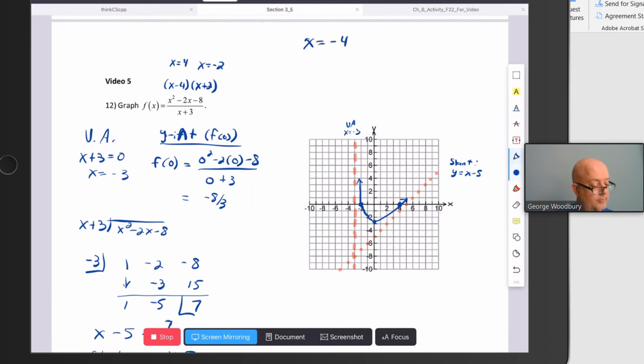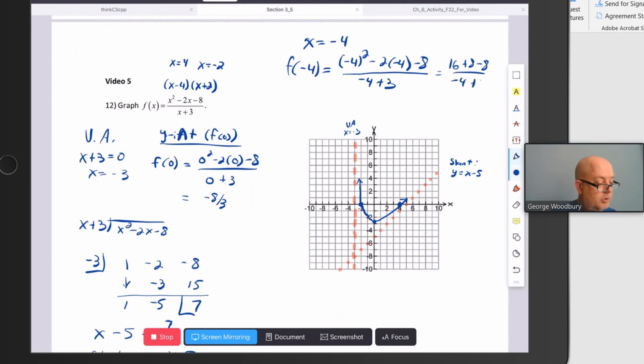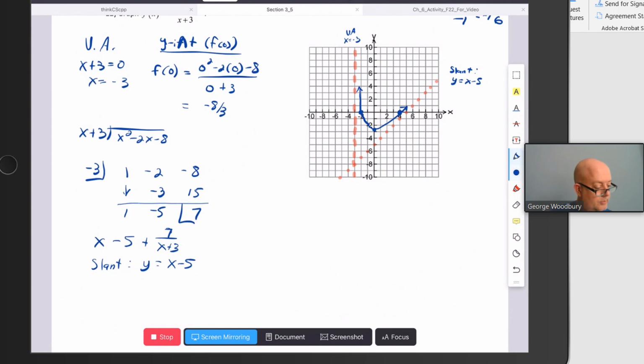So when x is negative 4, let's take a look at the function and see what we get. Negative 4 squared minus 2 times negative 4 minus 8 over negative 4 plus 3. On the top, that's going to be 16 plus 8 minus 8 over negative 4 plus 3. And this works out to be 16 over negative 1, or negative 16. So at negative 4, this graph's going to be way down here at negative 16.